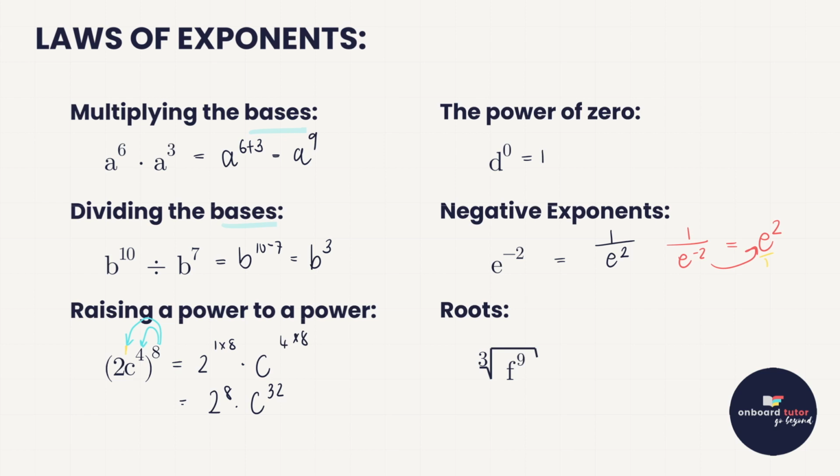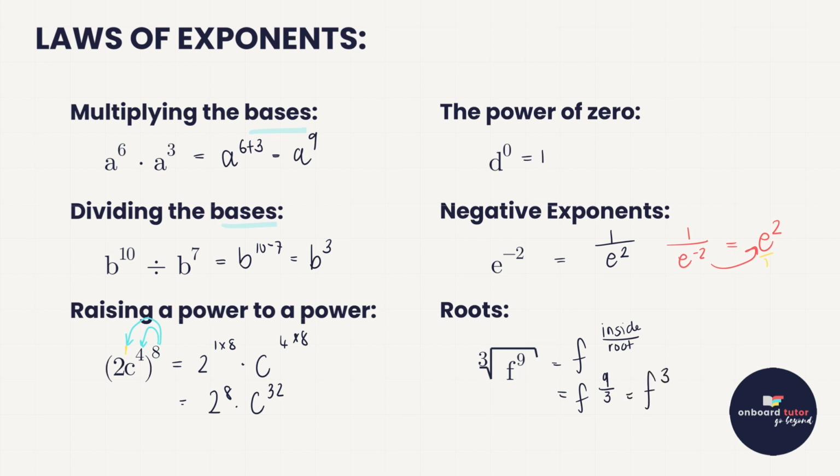And then finally, roots, which we are going to use often now when we deal with surds. But what we use is we take the inside power and we divide it by the outside root. So this is going to become f with its inside power divided by its outside root as the exponent. In other words, f to the power of 9 over 3, which is simply equal to f cubed.